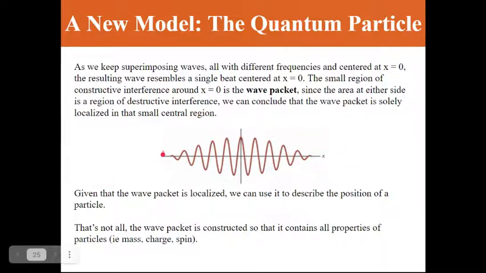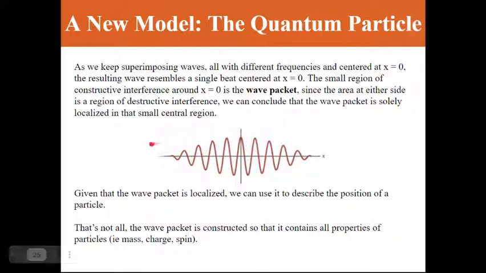So this resulting wave is called a wave packet, because if there's no amplitude anywhere, then the wave is really not there. It's only really where the amplitude is. Thus, the packet is said to be localized at the center. And now that we have a localized wave packet, this is appropriate to be used to describe the position of a particle. Particles are, after all, localized.